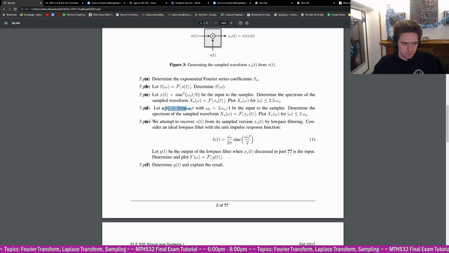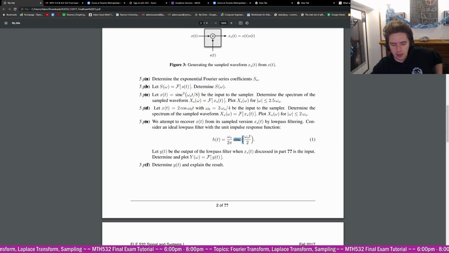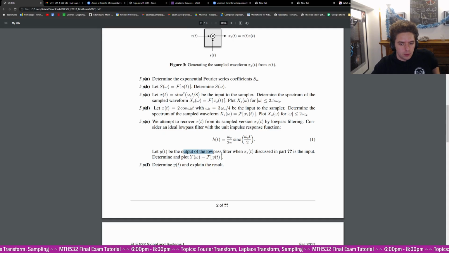What's the last bit here? We attempt to recover x of t from its sampled version xs by low-pass filtering. Consider an ideal low-pass filter with impulse response h of t in the time domain, which is a sinc function, and will be a rect function in the frequency domain, like a low-pass filter. So y of t is the output of the low-pass filter when xs is discussed in part question mark. We can't really answer because we don't know which part, it would be different for different parts. But let's assume it was part D.